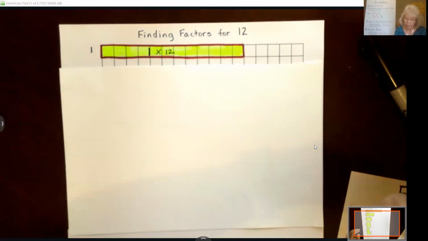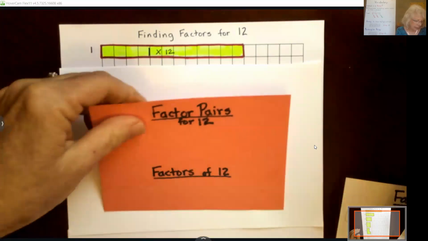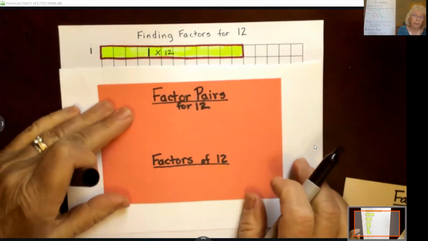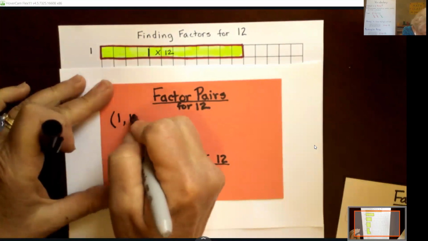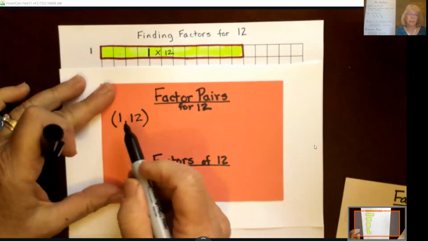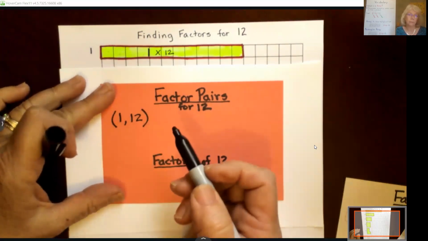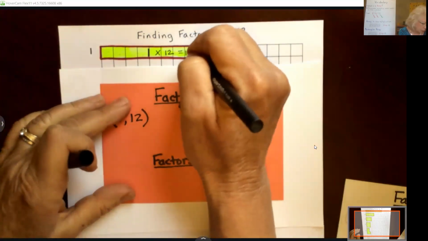And if I'm going to write this as factor pairs, they look like this, where they show us the factors for a number. So my first factor pair is 1 and 12. And what that means is if I multiply 1 times 12, it equals 12. So 1 times 12 equals 12.